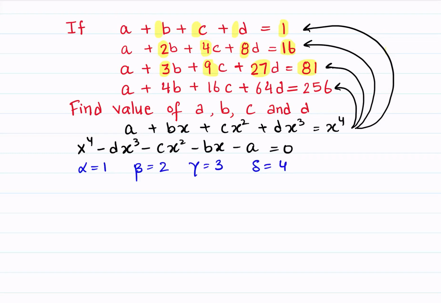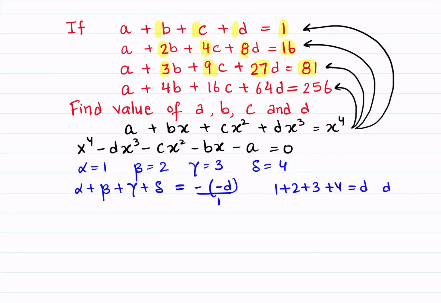So taking the sum of the roots, that is alpha plus beta plus gamma plus delta. Now this is given by negative of coefficient of x cube upon coefficient of x raised to power 4. Putting the values of alpha, beta, gamma and delta, we get 1 plus 2 plus 3 plus 4 is D. And we are getting our first solution that D is 10.